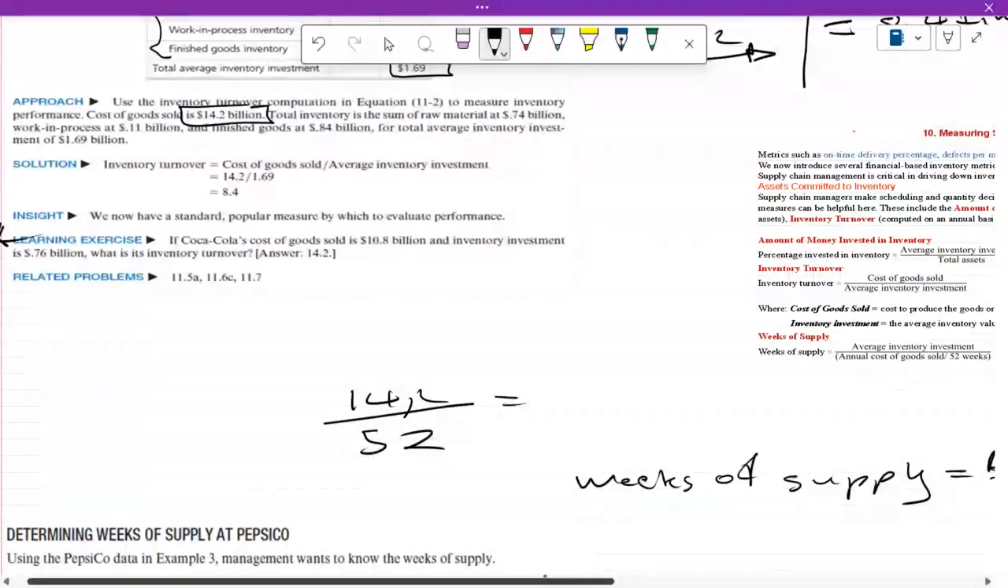14.2 divided by 52. What's the answer? Guys, what's your answer? We are handling the cost of goods per week. I don't know whether it's making it per week or what. Cost of goods in weeks. So it's equal to, can I have the answer here?